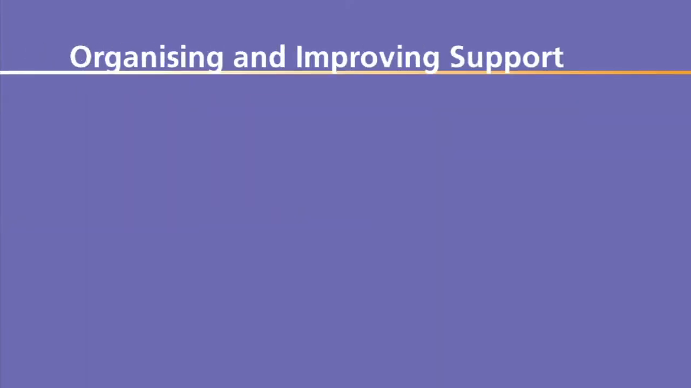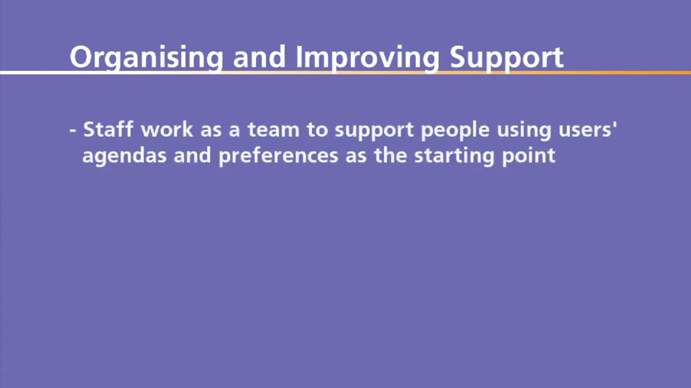There are 4 key elements that are important for successful implementation of active support. Many people with disabilities still live in small group settings, so staff have to provide support for more than one person at a time. This means that staff need to work as a team to support people, preferably using users' agendas and preferences as the starting point for activities and interactions.